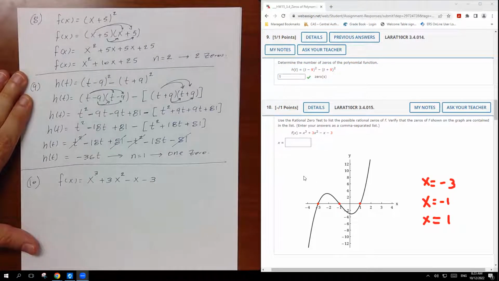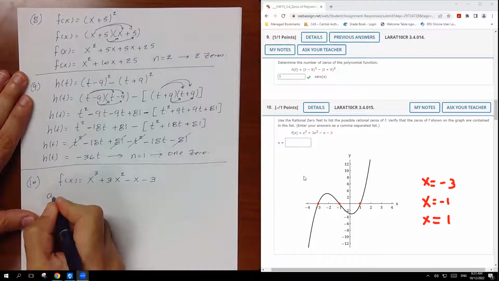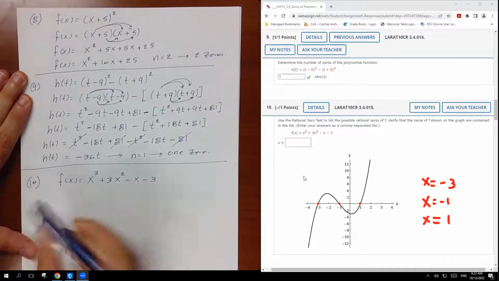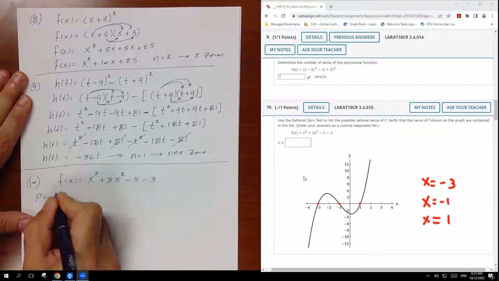I need to find all possible zeros, not the actual zeros, just the possible zeros. So what I'm going to do, always, p is the factor of a naught.